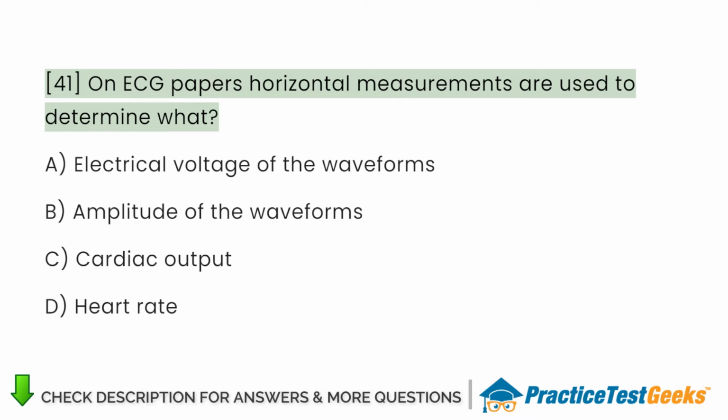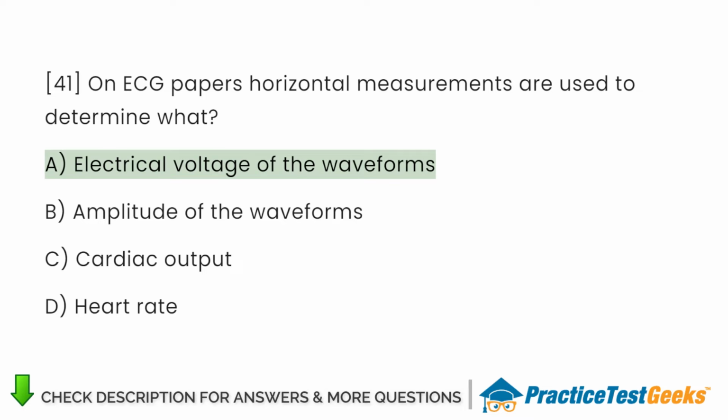On ECG papers, horizontal measurements are used to determine what? A. Electrical voltage of the waveforms. B. Amplitude of the waveforms. C. Cardiac output. D. Heart rate.